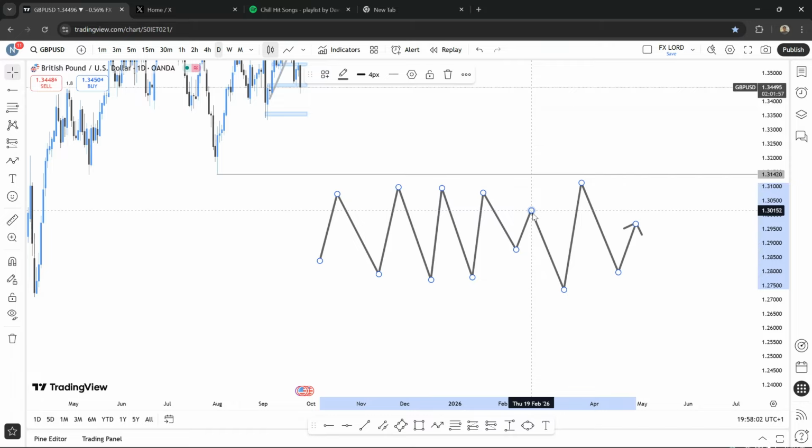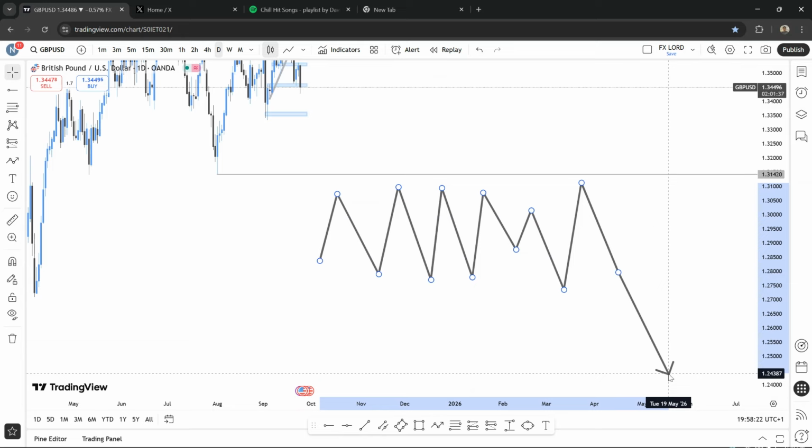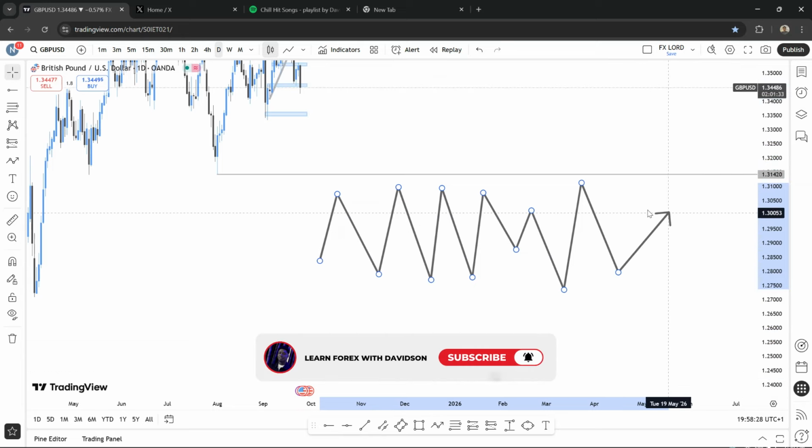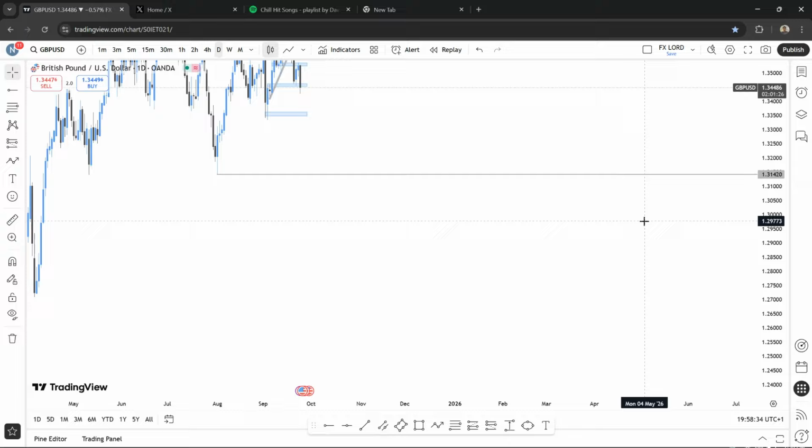You can also say that the bulls and the bears are fighting, right? So if the bears win, the market is going to go to the downside, and if the bulls win, the market is going to go to the upside. So you want to wait for a breakout either to the upside or to the downside for you to take your decision, right? So that is that.